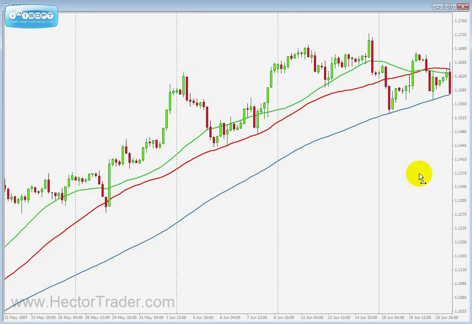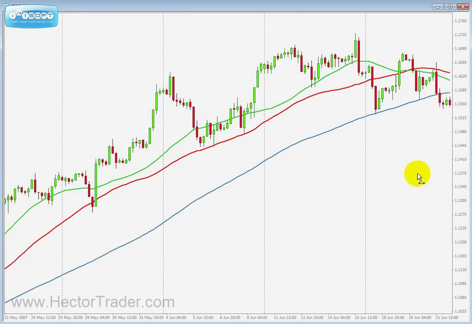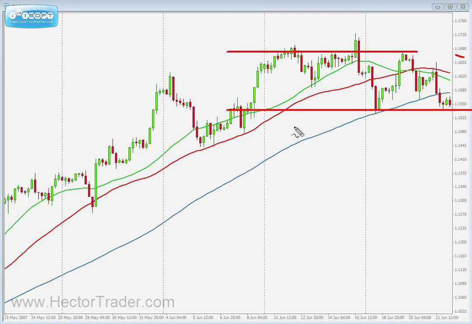Well, I can keep on scrolling. Well, we keep on going sideways, as you can see. Price continues to move sideways. We are not trending anymore. Remember what I said before: no trend, no trade. We had the trade all the way up to here. That was a beautiful trade, a beautiful trend.